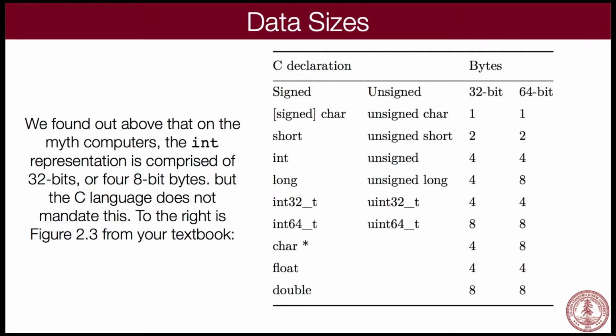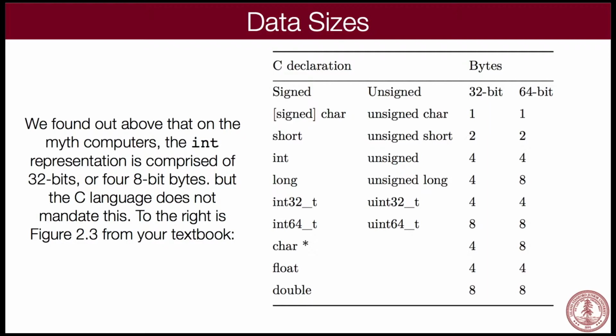Pointers. All pointers, as it turns out, on our machines are 8 bytes long. Okay? All pointers are 8 bytes long. That's going to become important later when we think about how we are manipulating pointers. Anyway, that's how C does it.